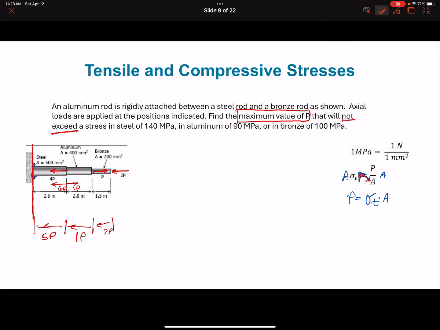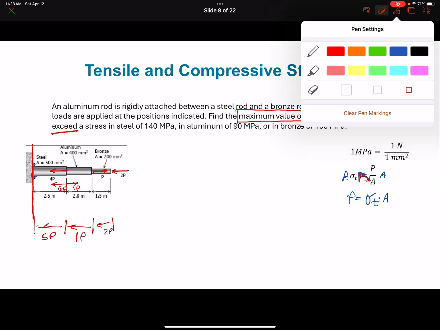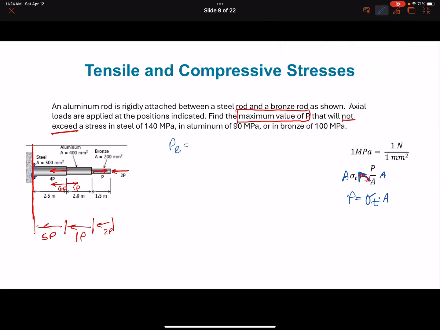Big eraser. P for bronze equals sigma C A. P for bronze is equal to 2P. So 2P equals sigma C, which I should have written down, but I just didn't. 100 megapascals times the area, 200 millimeters squared. So P in this case is equal to 10,000 newtons when you put that in your calculator.